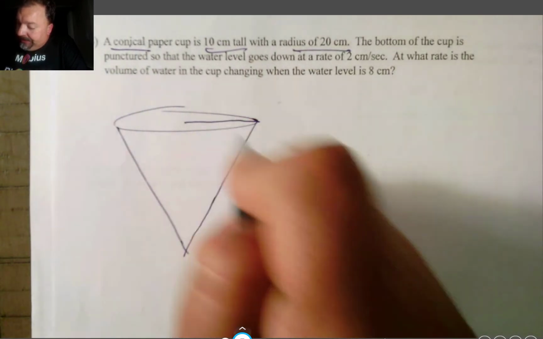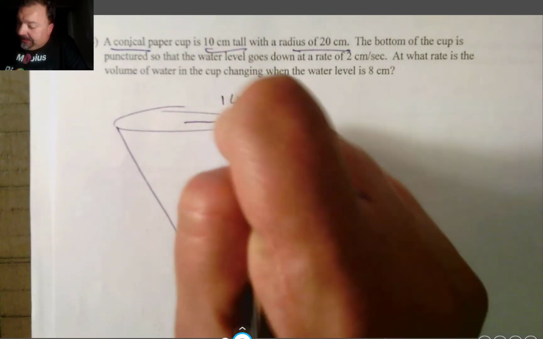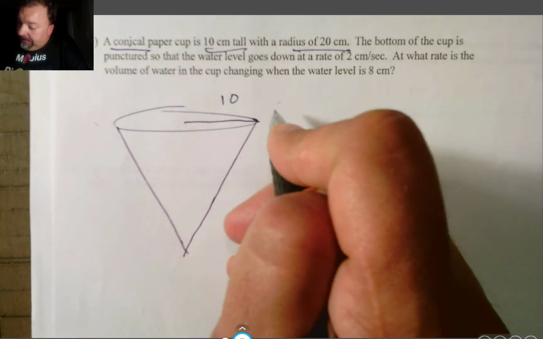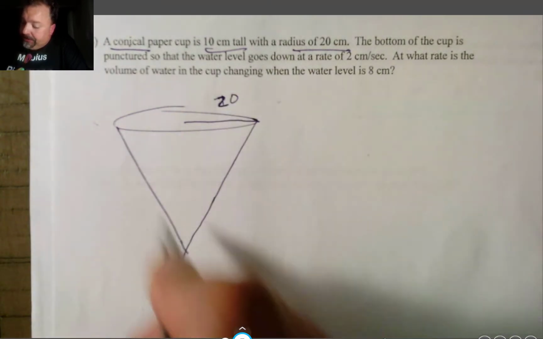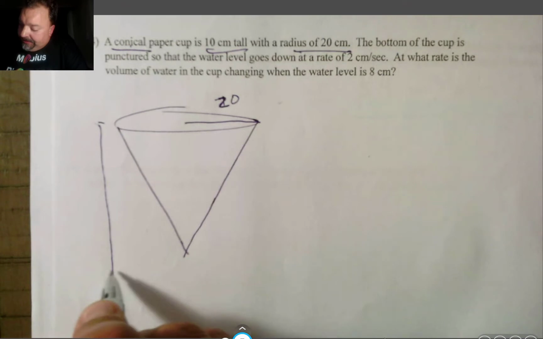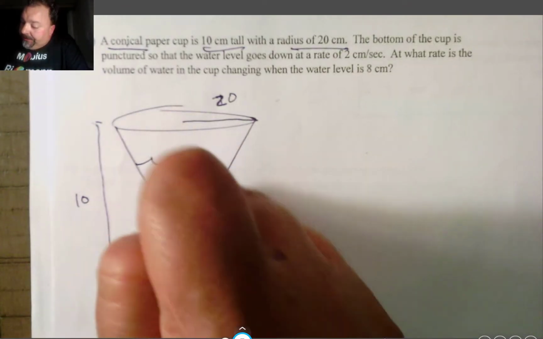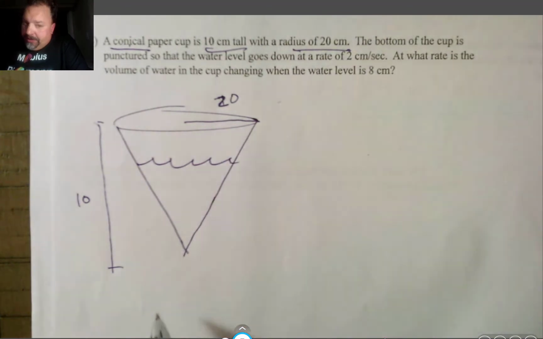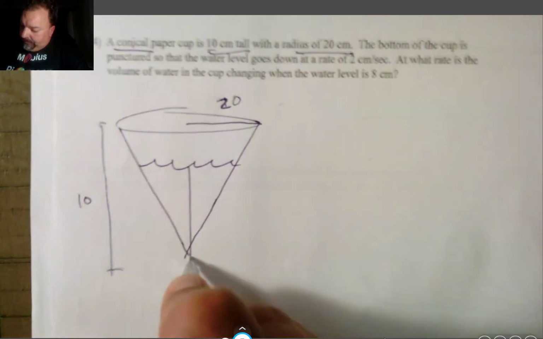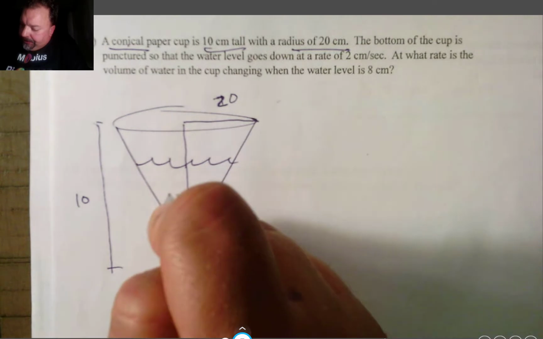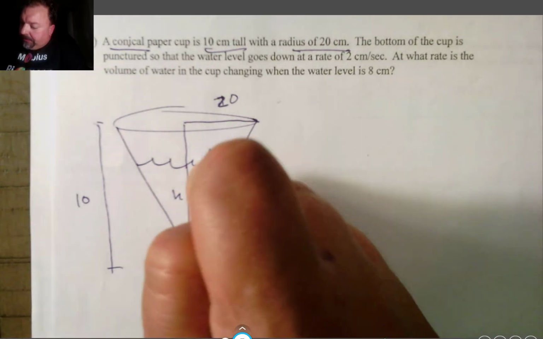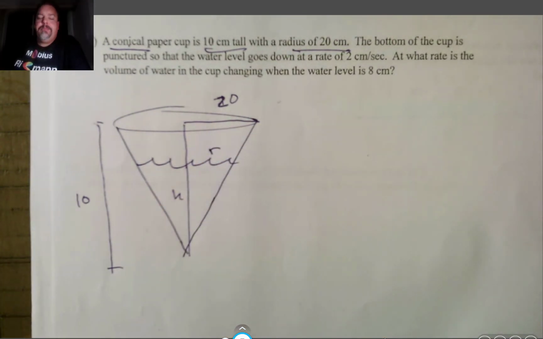We've got a radius. This radius is not changing. It's 20 in this one. So this is 20. The height of this cone is 10. And this cone is filled with water. So there's the water level. And the water level also has a height. And the water level also has a radius.